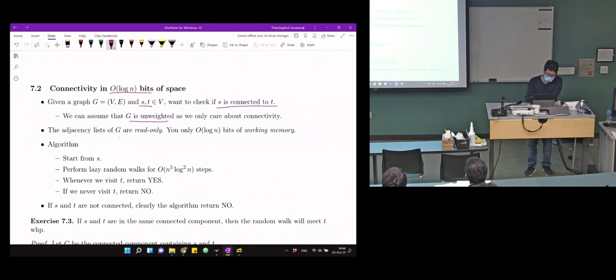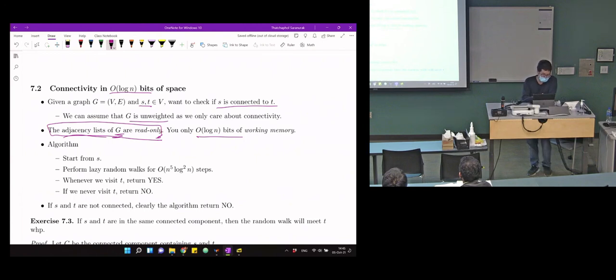And the setting is that, let's say you have an adjacency list, but it's read only. You only have a small number of bits for working space. By working space, I mean the place where you can read and write. You have only log n bits there. We want to check if S is connected to T using just log n bits where you can write and read. You can read the graph, but you cannot write on top of it.